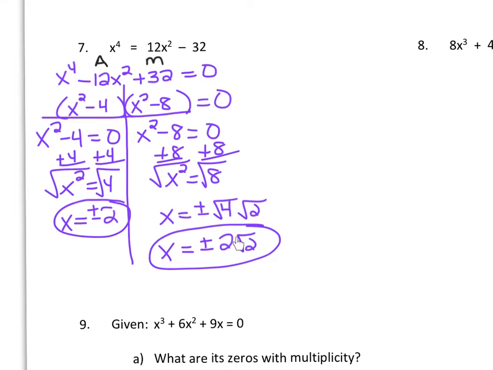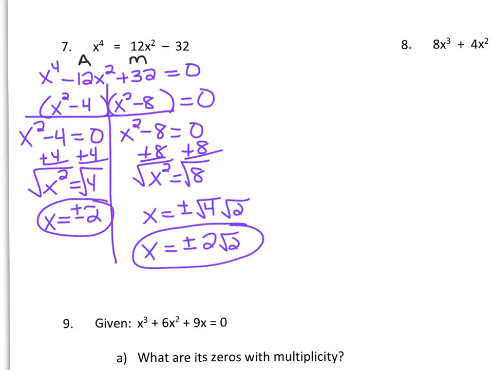So we have 1, 2, 3, 4 answers. And if you wanted to check, you could always take, for example, positive 2 radical 2, plug it in for x here, plug it in for x here, and see, you could do it in a calculator, see if both sides of the equation are equal to each other. You could do that for all 4 of the answers one by one, and just make sure it checks.